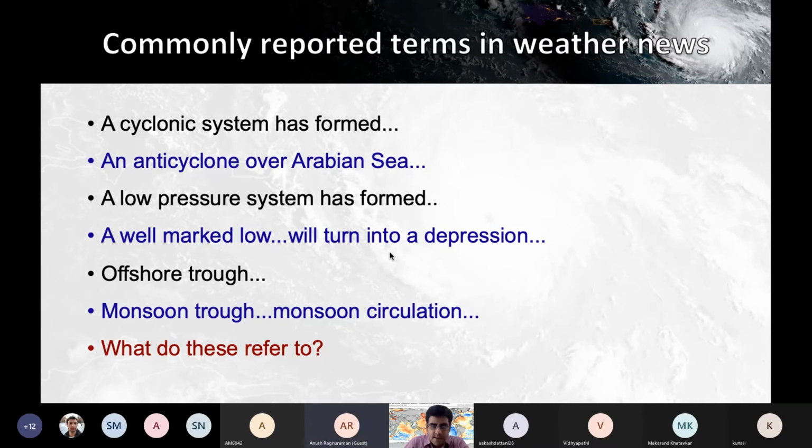Extratropical storms, I have a separate module which I will discuss, maybe this afternoon or maybe tomorrow morning.